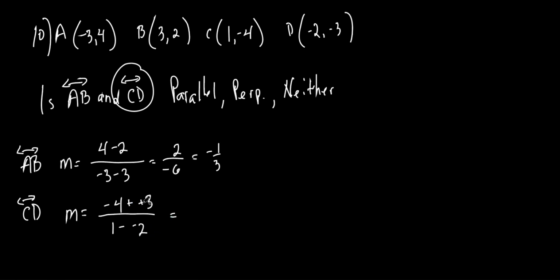Negative and a negative is a positive. Negative 4 plus 3 is negative 1. 1 minus negative 2, that's going to go to positive. What's 1 plus 2? 3.